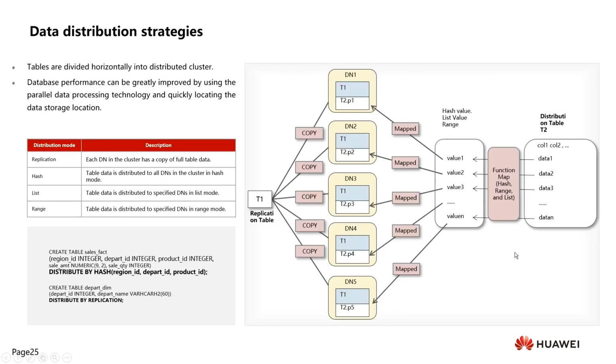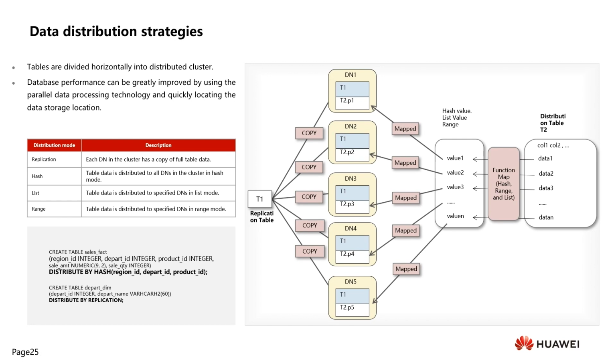We have mentioned in the previous slide that the data are distributed between the nodes, but how are they divided? In GaussDB, the tables are divided horizontally into distributed clusters, that is, each DN would have a part of the tuples from the table. When we need to retrieve or transmit the data, GaussDB uses its parallel data processing technology to quickly locate the data storage location. And in GaussDB, we have 4 types of data distribution mode.